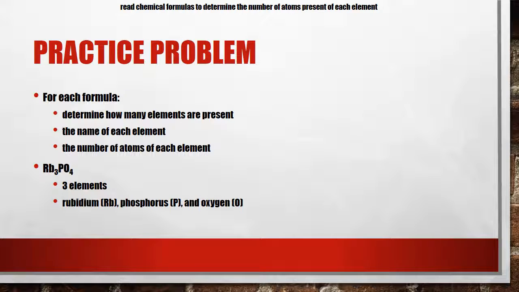As far as the number of atoms that are present, I can see that there are 3 rubidium atoms because there is the subscript 3 there after the symbol Rb. Just 1 phosphorus atom because there's not a subscript that comes after it. And then 4 oxygen atoms because of the subscript 4 that comes after the O.